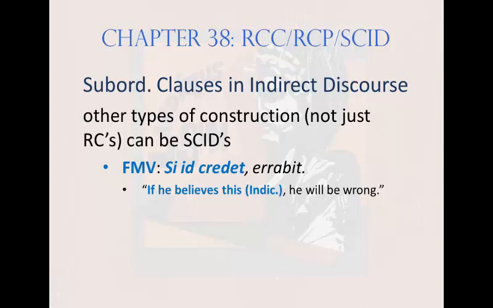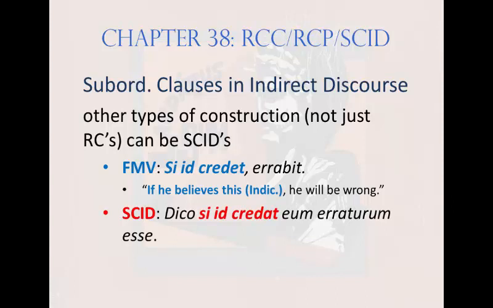But put the condition inside indirect statement, and it becomes a skid. For example, dico si id credat eum erraturum esse, meaning, I say that, if he believes this, he will be wrong. Now the verb in the protasis is subjunctive, credat. Note the sense of this condition is not changed into future less vivid, should would, the type of condition which uses the present subjunctive normally, which means sometimes it's hard to tell exactly how to read the subjunctive. Is the subjunctive here saying FLV or skid?